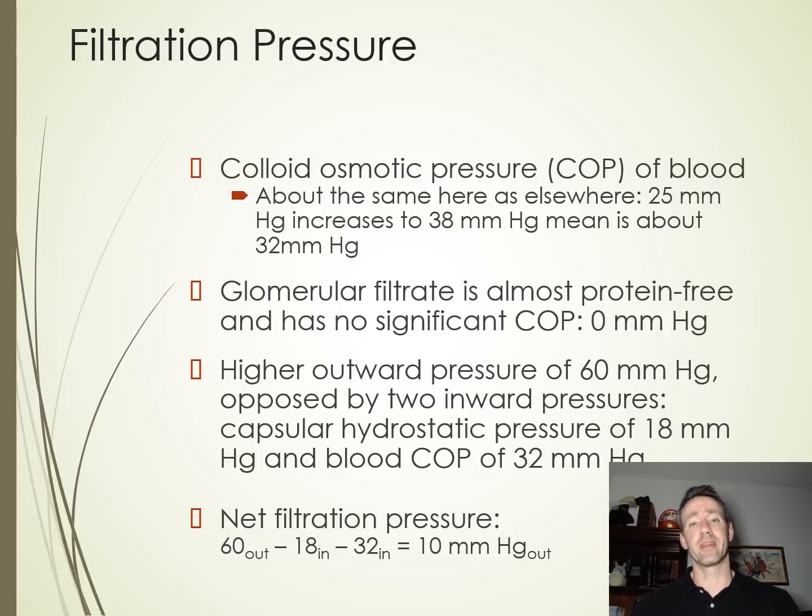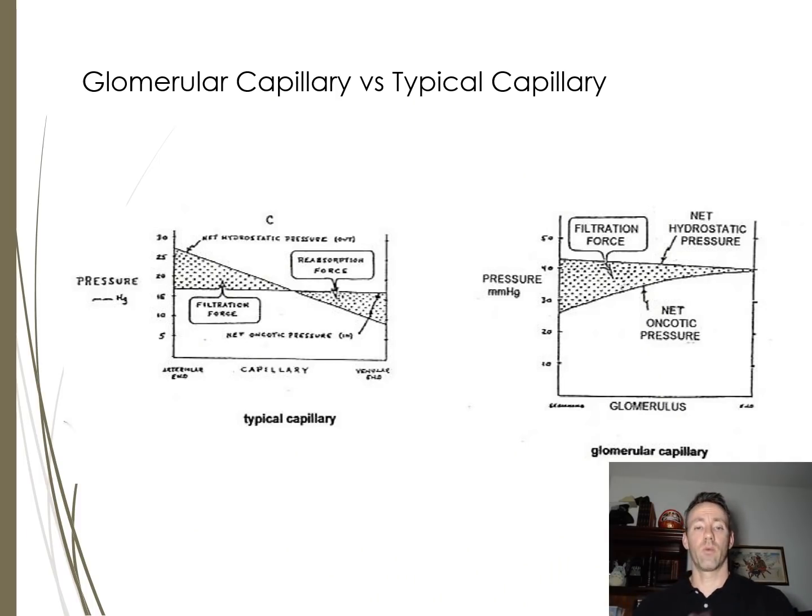The bottom is just talking about net filtration pressure. So the overall pressures, if we're sort of averaging some of them, would come out to about a net outward of about 10 millimeters of mercury. Now, where this becomes a little more interesting is when we compare it to our regular capillary.